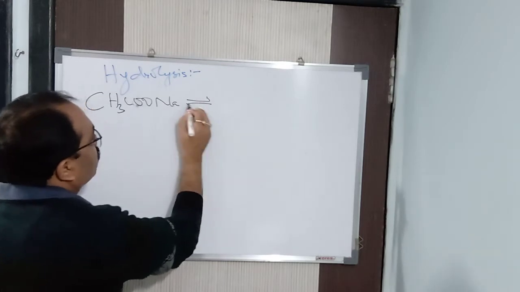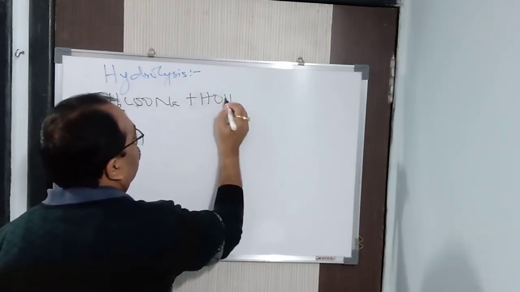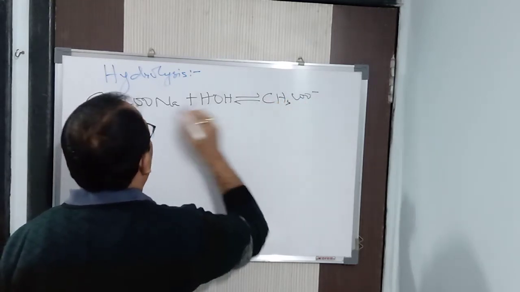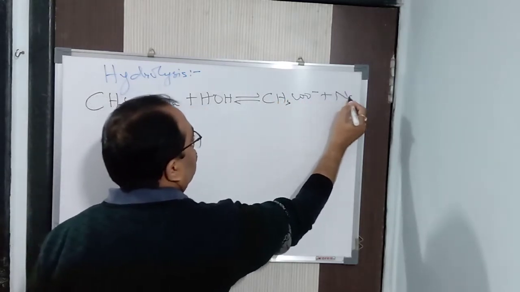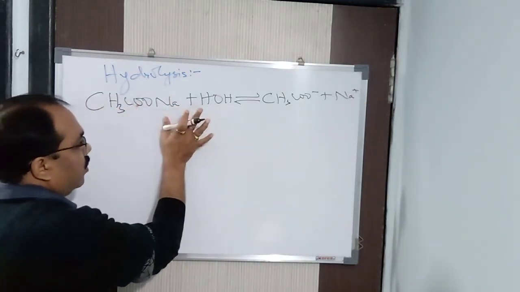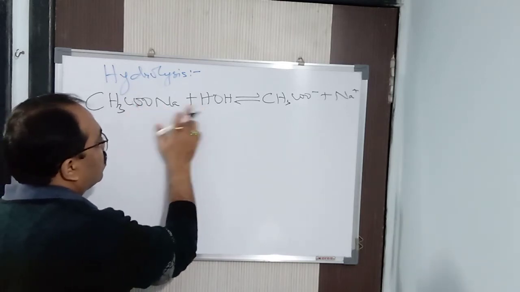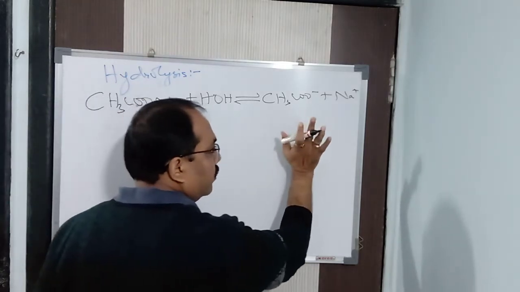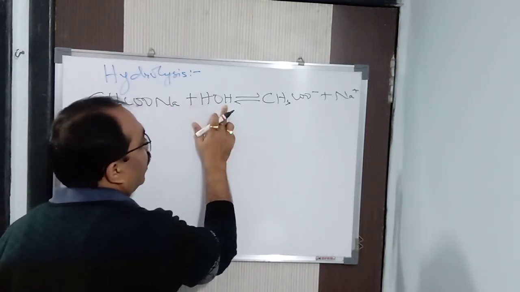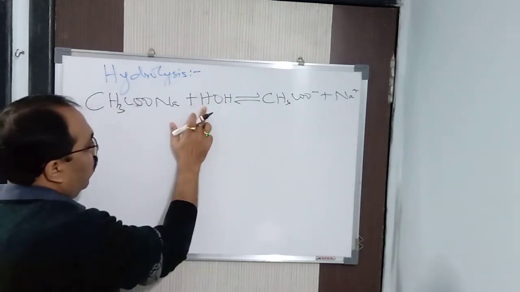It will dissociate in water. Hydrolysis means water has to be there. It will dissociate to give CH3COO minus plus Na plus. Now actually what is going to happen? See here. CH3COONa plus water will give you CH3COOH plus NaOH. Again I repeat, CH3COOH plus NaOH.